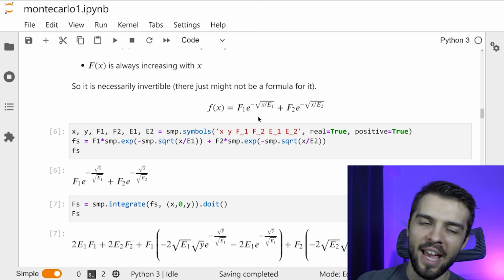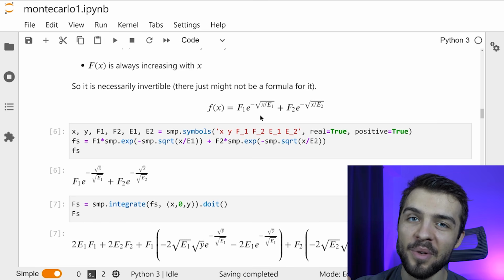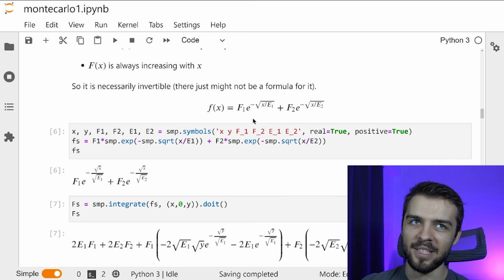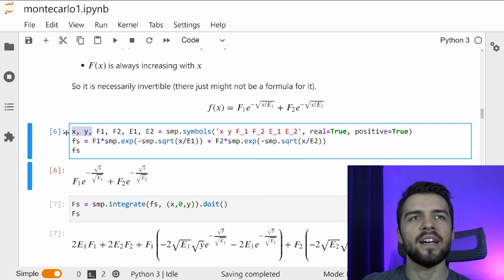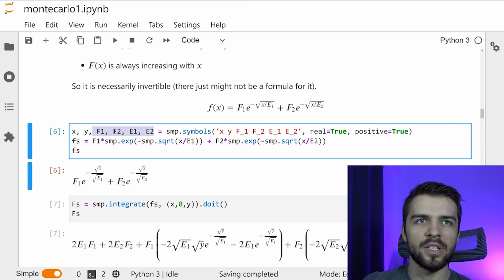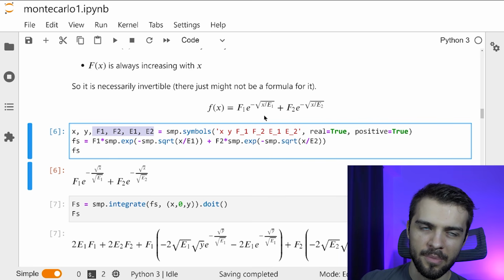And rather than do it by hand or show you a bunch of mathematical steps, I'm just going to do it in SymPy and show you the power of SymPy, as I always do. So here I define x and y, and then the four variables here, f1, f2, e1, and e2. They're both real and positive for this distribution here.